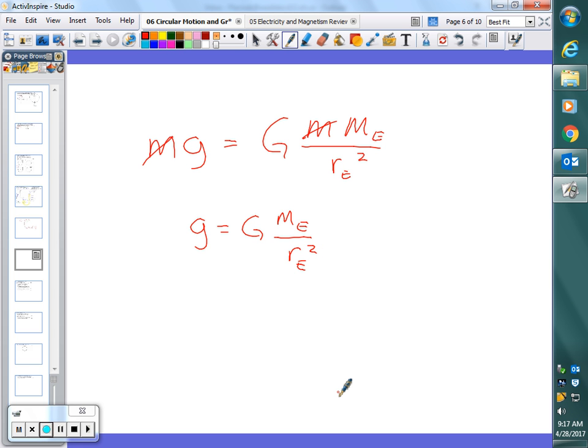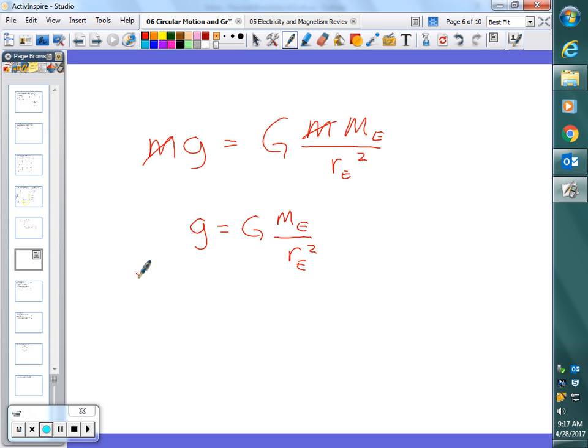we end up with that, okay? Does that make sense mathematically how I got it? Yep. If we plug all of these values into this side of the equation, the universal gravitational constant that we just talked about, the mass of the Earth, the radius of the Earth squared, you know what we get? 9.81, right?